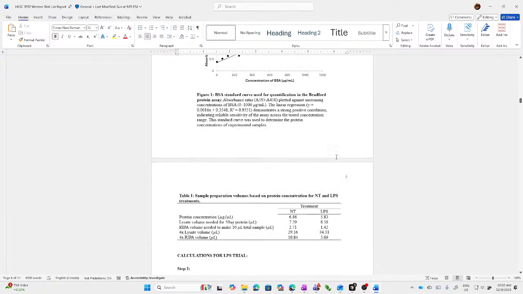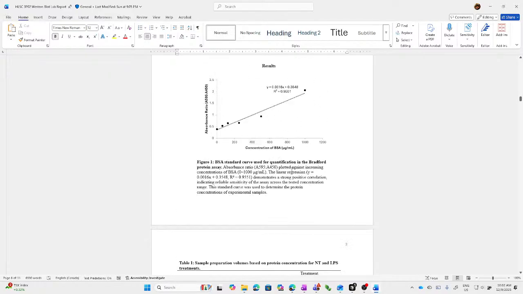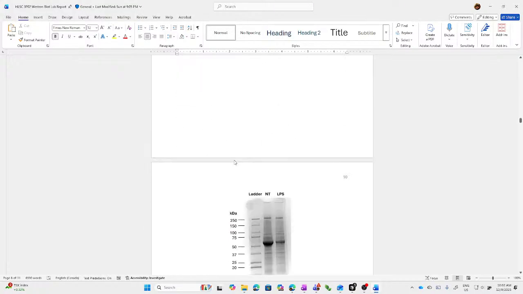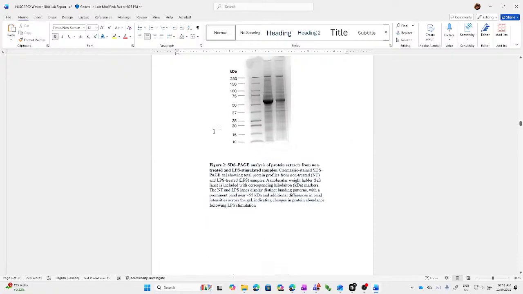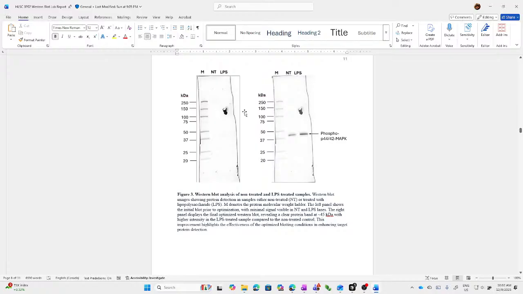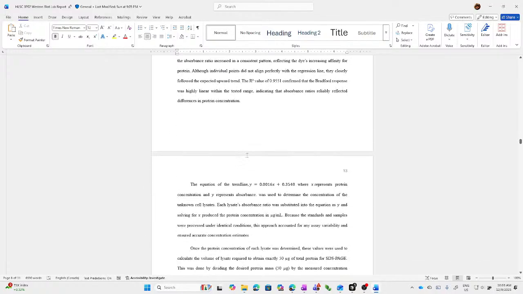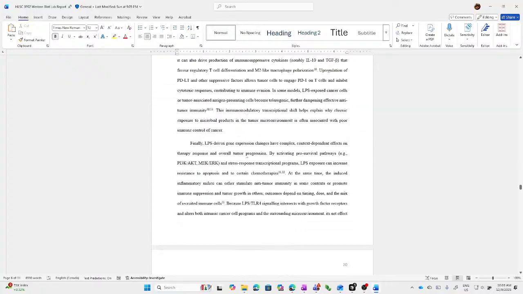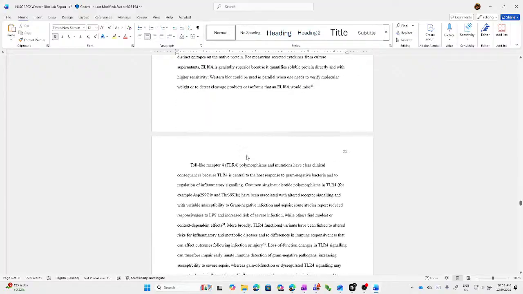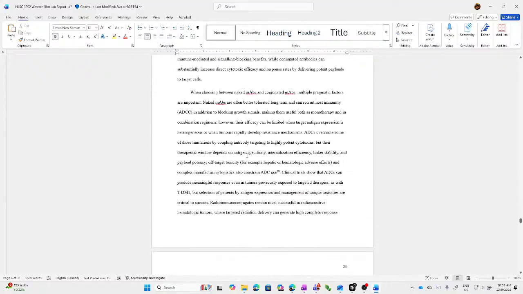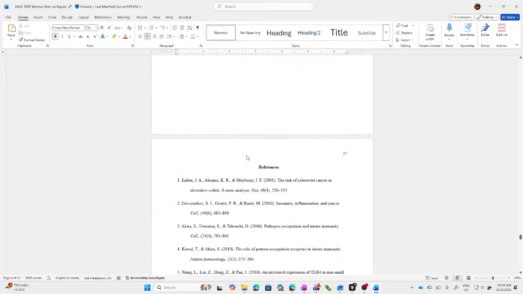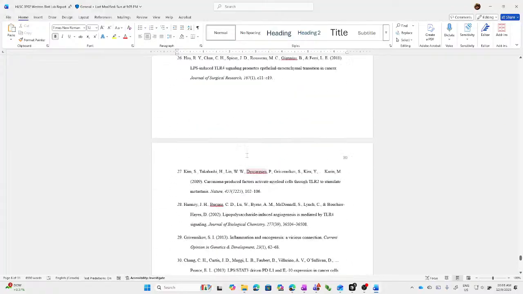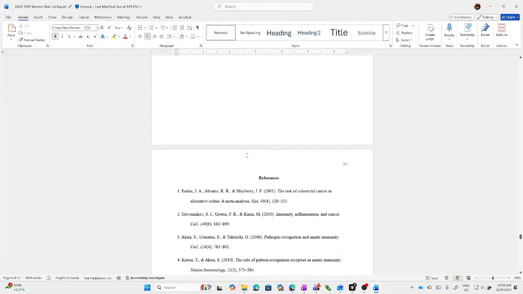But look and see, notice the beautiful formatting, nice figure titles at the bottom, table titles at the top, calculations. There's the actual data she got from her gel. There's some more data there. Discussion, still discussion, more discussion, and references. Whoa, that's nice. 39 references. So there you go.